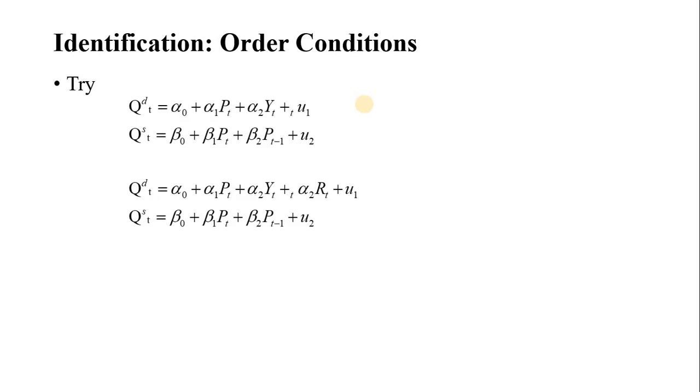So this is for you. Here also there are two equations. Qdt is equal to alpha 0 plus alpha 1 p plus alpha 2 yt plus u1t. Qs is equal to beta 0 plus beta 1 pt plus beta 2 pt minus 1 plus u2. The second model is Qdt equal to alpha 0 plus alpha 1 p plus alpha 2 yt plus alpha 3 rt plus u1. Qst is equal to beta 0 plus beta 1 pt plus beta 2 pt minus 1 plus u2.